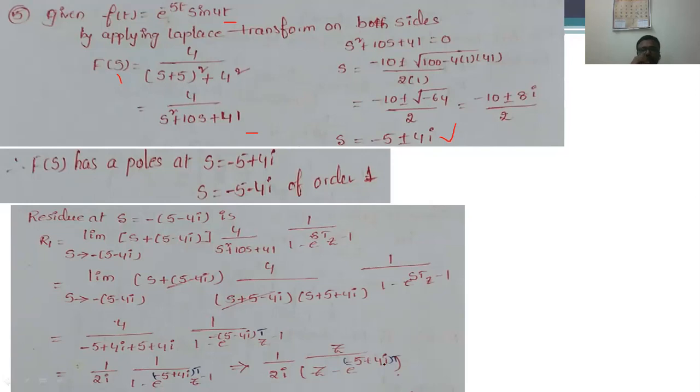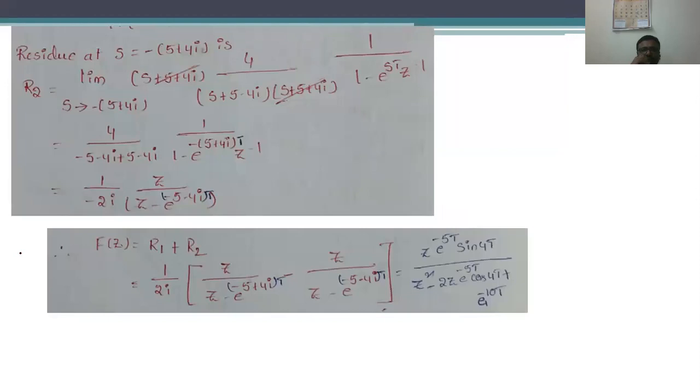In a similar fashion, we obtain the residue for the pole s is equal to minus 5 minus 4i. That is, R2 is obtained as 1 divided by minus 2i into z divided by z minus e power minus 5 minus 4i into t. Adding these residues R1 and R2, we get the final value of f of z, the z transformation of the function f of s, that is 1 by 2i into z divided by z minus e power minus 5 plus 4i into t minus z divided by z minus e power minus 5 minus 4i into t.